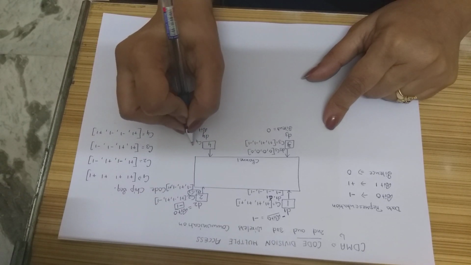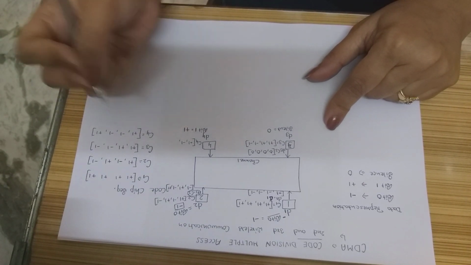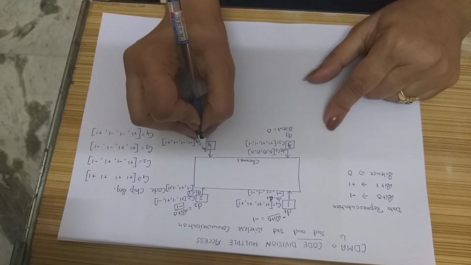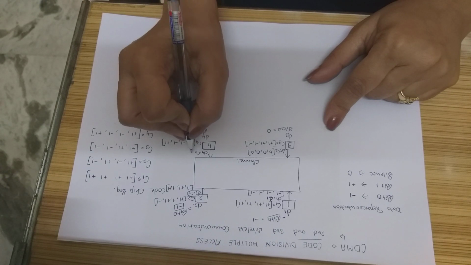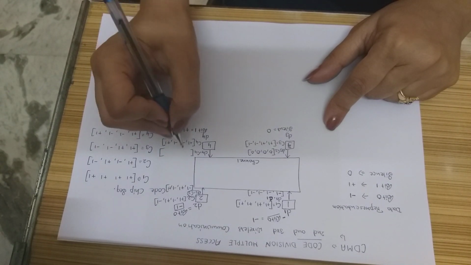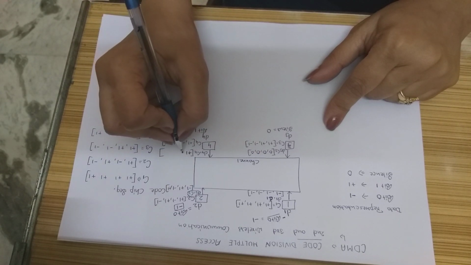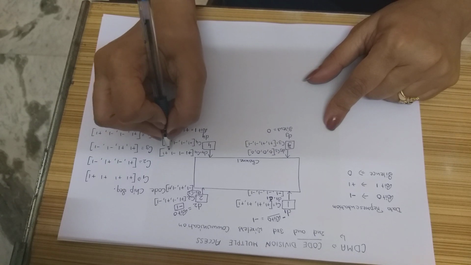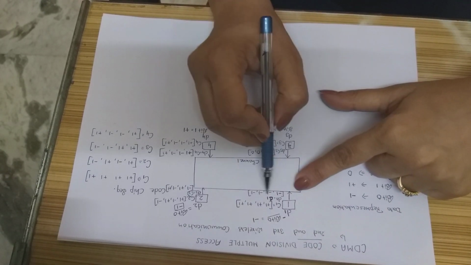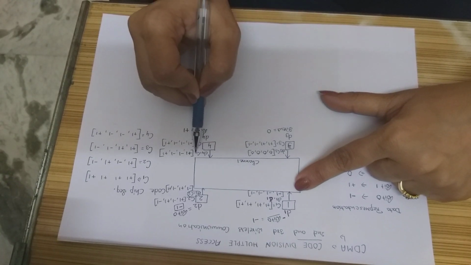Next is C4. The C4 value, you can see here, is plus 1, minus 1, minus 1 and then plus 1. So this is the C4 value, and this is my D4 value. Multiply D4 with C4, and we get plus 1, minus 1, minus 1, plus 1. We get this value after multiplication of all these values. So you can see we get the values D1C1, D2C2, D3C3 and D4C4.